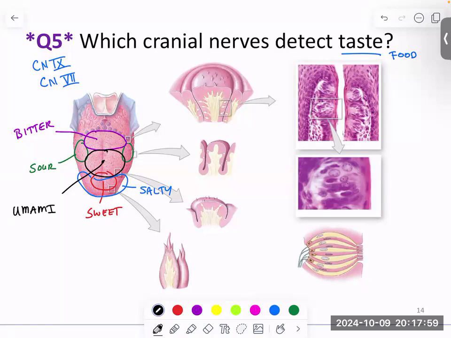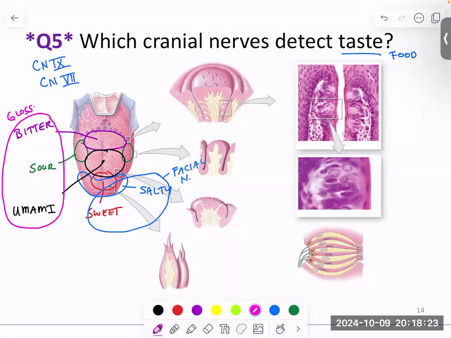And it turns out we really don't know how it's mapped out on the tongue. What we do know is that these 2 are interpreted by the facial nerve. These 3, the glossopharyngeal nerve. And this is for food.